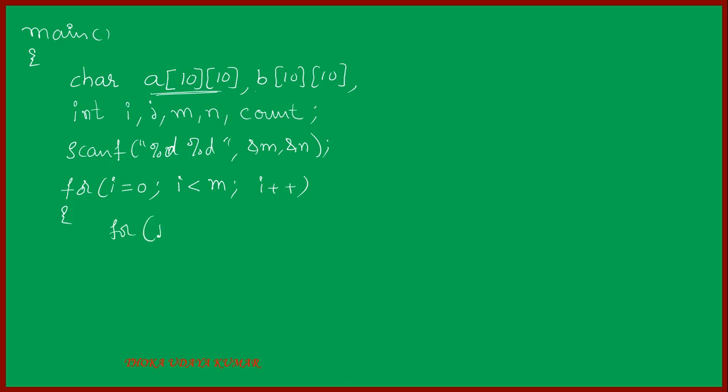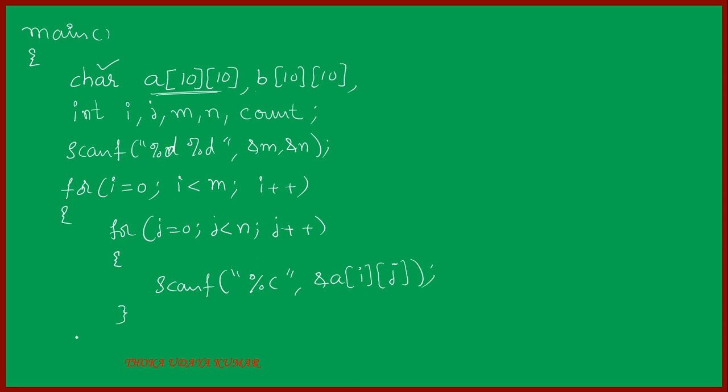for j is equal to 0, j less than n, j plus plus. You have to write a scanf statement here. Scanf. What type of variable is this? Character. So %c, ampersand a of i j. Okay, this is the program code written for inputting grid A.